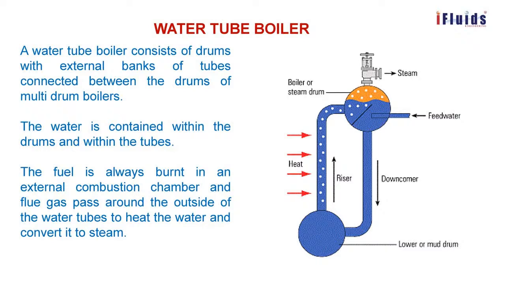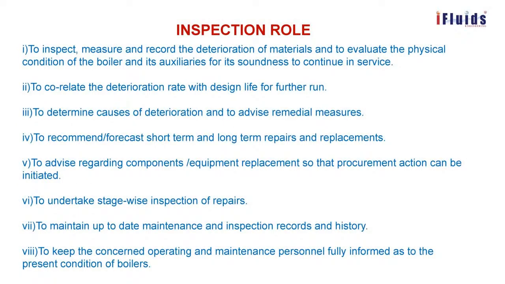A water tube boiler consists of drums with external banks of tubes connected between the drums of multi-drum boilers. The water is contained within the drums and within the tubes. The fuel is always burnt in an external combustion chamber, and flue gas passes around the outside of the water tubes to heat the water and convert it into steam. So these are the two major types of boilers we have.